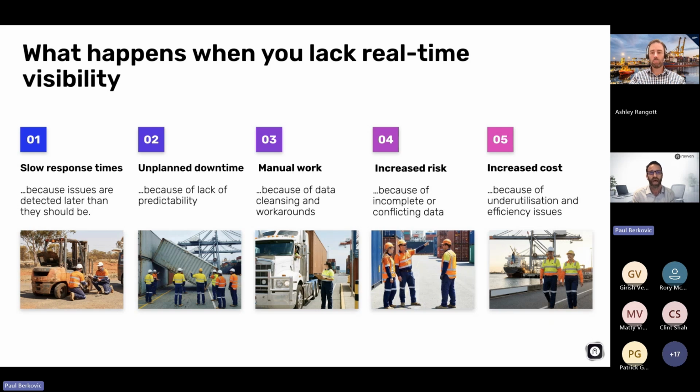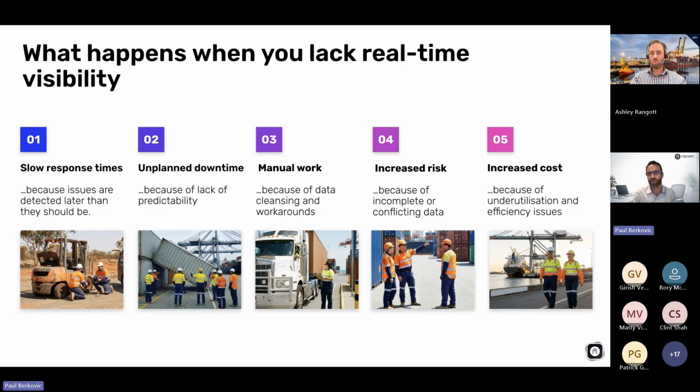Number two, unplanned downtime, the one thing that we all want to avoid in an operational environment. And that's because we're lacking predictability about the condition of the assets we're working with. We want to be able to act in advance if we can. Thirdly, there's a lot of manual work. In every customer that we talk to, this is still a major factor. There is a lot of manual manipulation of data and Excel work that we want to avoid.